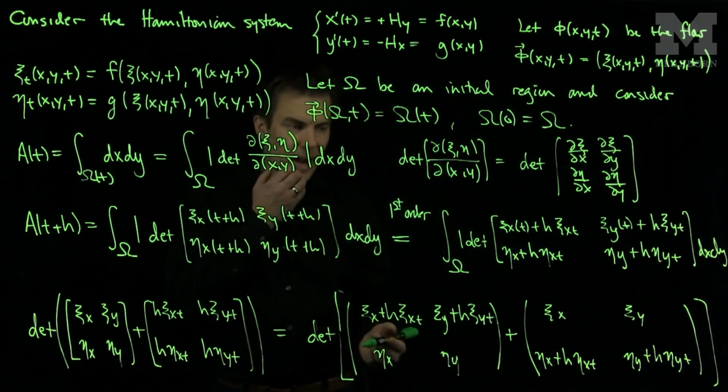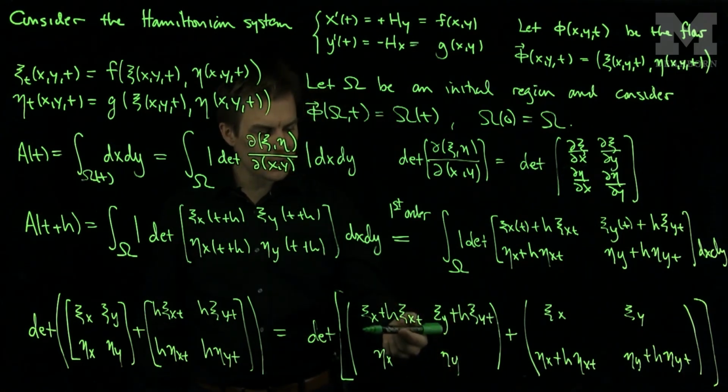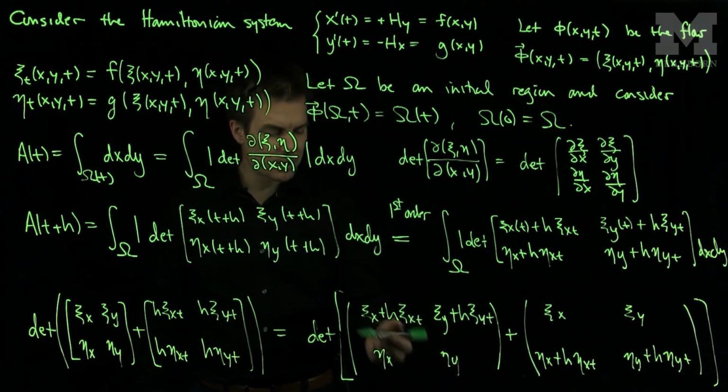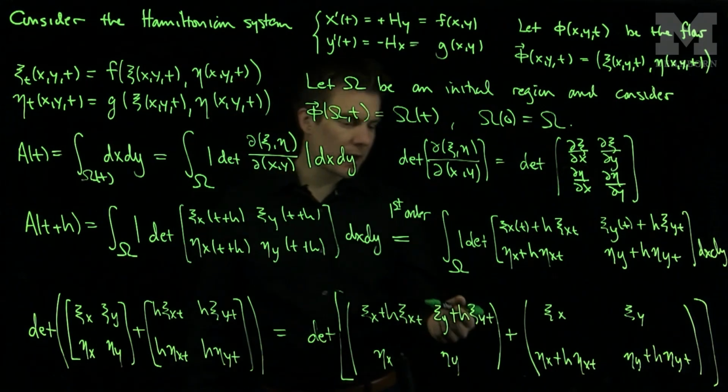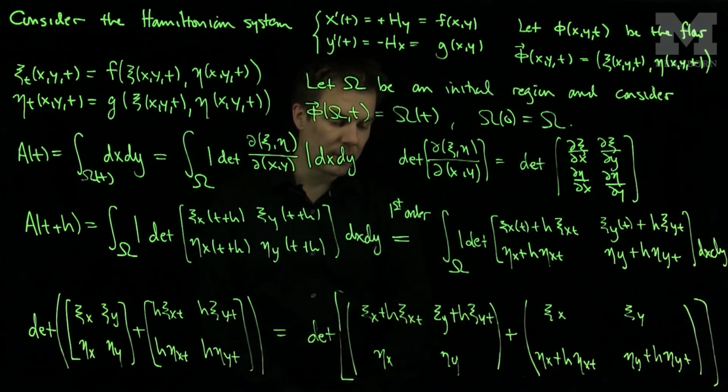And now we'll use the fact that the determinant is multilinear, which in the next video we'll use, and then we'll do the next approximation to see that this will give us an expression that involves the divergence of the vector field.